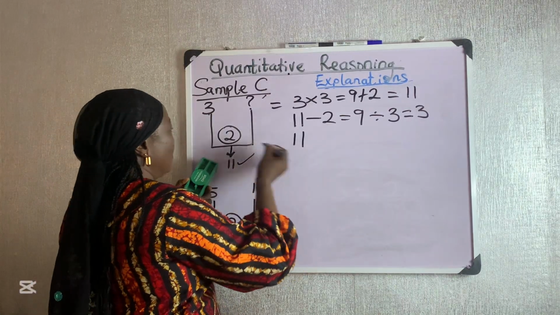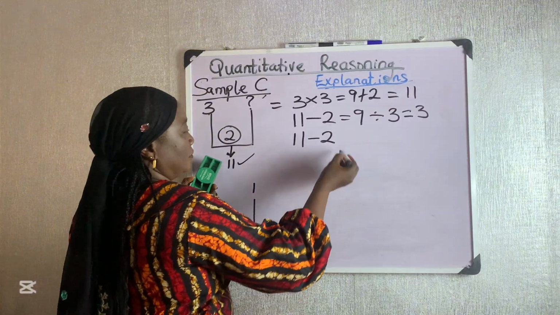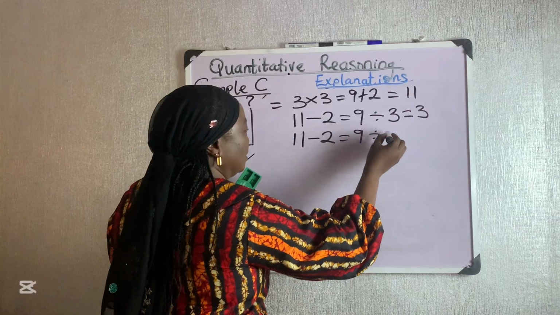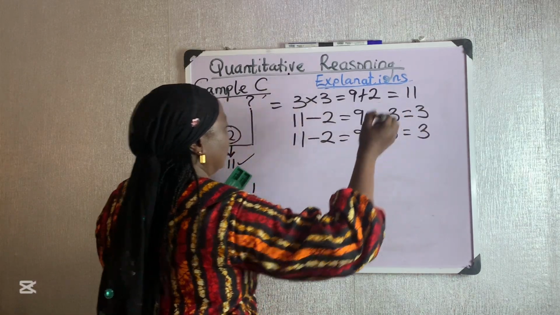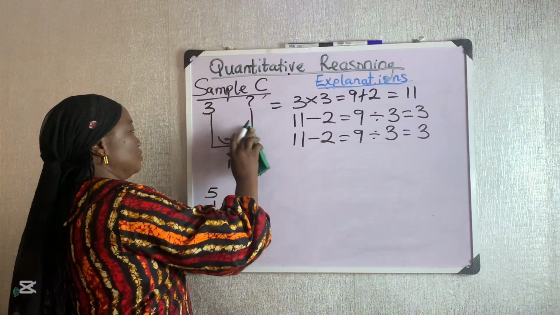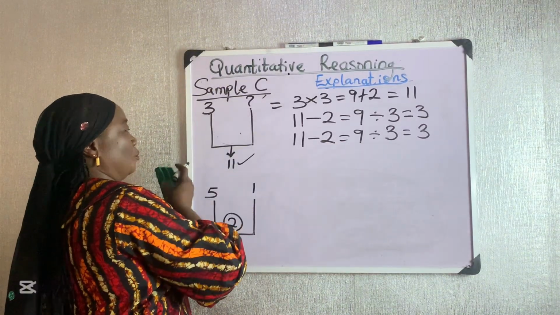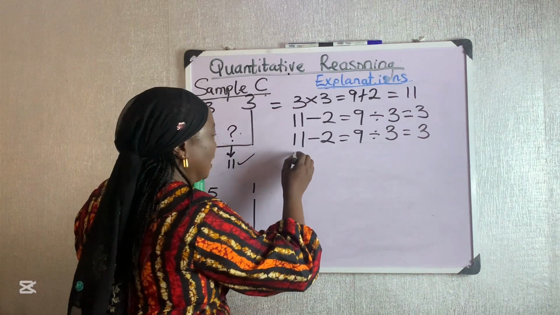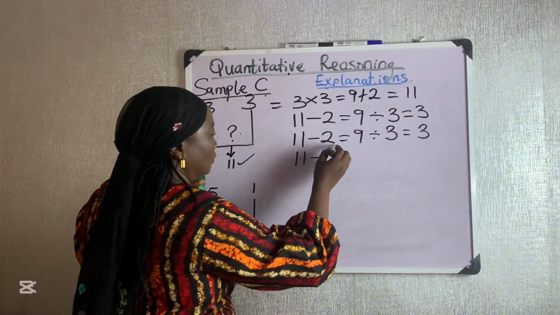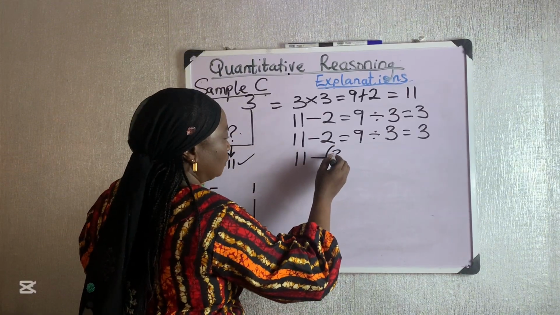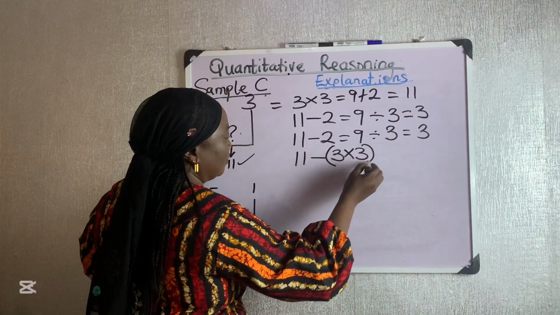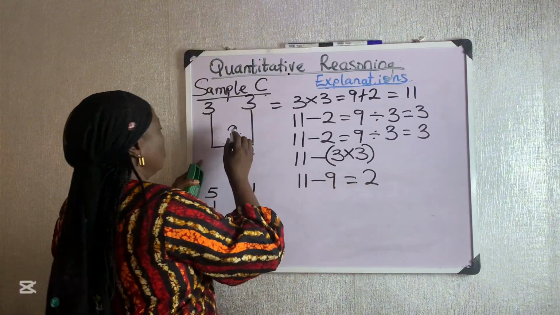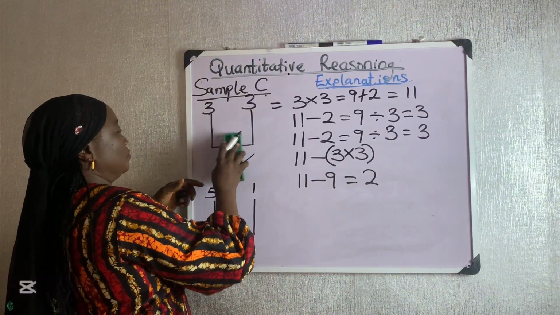11 minus 2 will give me 9. The answer you get divided by the opposite number, which is 3, equals 3. So the last part is this middle number. I'll put a question mark. How do I calculate this unknown number? I will simply say 11 minus the 2 opposite numbers, 3 times 3. 11 minus 9 equals 2. So that is how this number is being calculated.